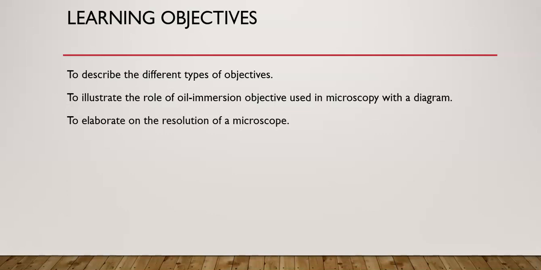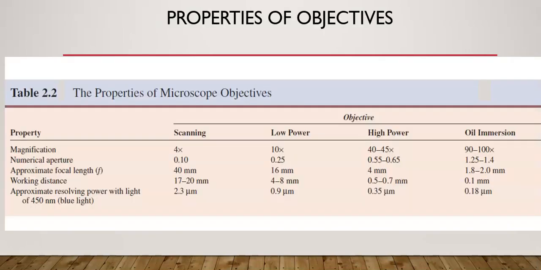To describe the different types of objectives, to illustrate the role of oil immersion objective used in microscopy with a diagram, and to elaborate on the resolution of a microscope. So before moving on further, let us see the different types of objectives used in microscopy. This table has been taken from the book Microbiology by Prescott, 5th edition.